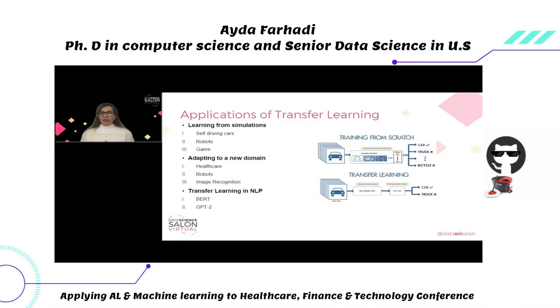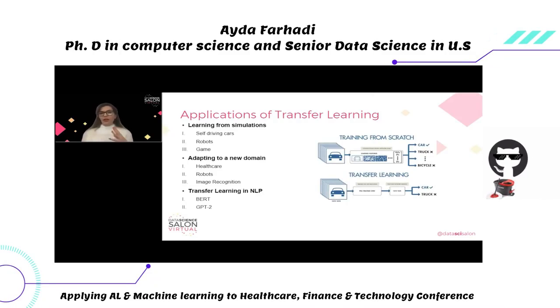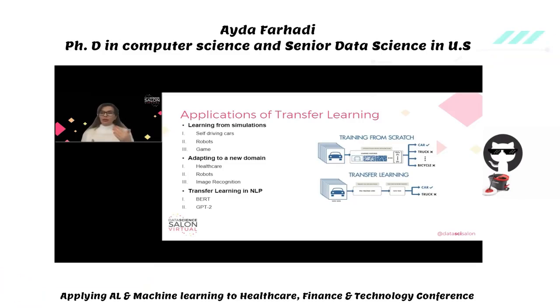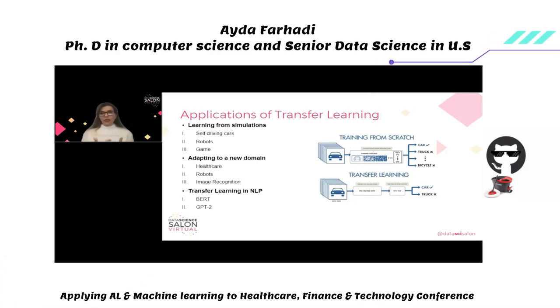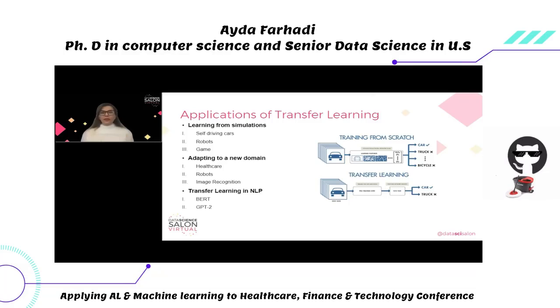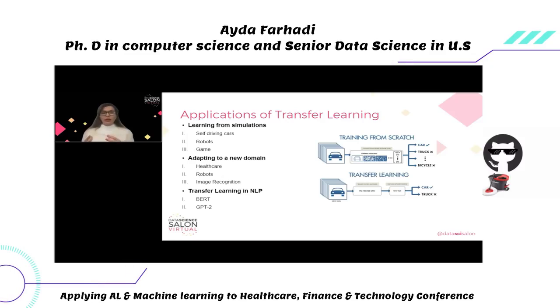General applications of transfer learning are learning from simulation, which we can see in self-driving cars, robots, and games, and adapting to a new domain, which can appear in any domain and is a more popular application compared to the others. For example, it can be utilized in healthcare, robots, and image recognition, and also from 2018, we are seeing applications of transfer learning in NLP. Specifically, BERT and GPT-2 and transferring between languages are appearing more and more, and we are seeing more in the context of texts.